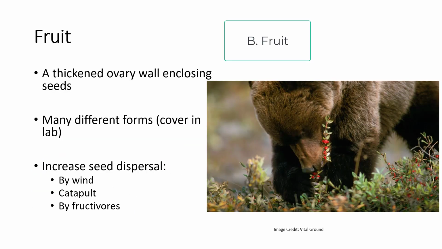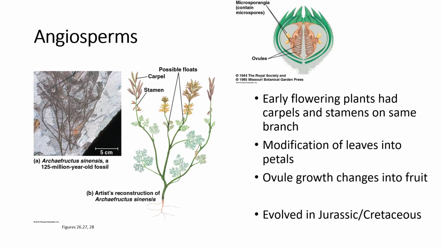A fruit is a thickened ovary wall that will enclose the seeds. There are many different forms of fruit, and we're going to look at some of these in lab. They can increase the seed dispersal. Some of these fruits are able to take the wind and be blown great distances, thus moving the seeds. Coconuts are able to ride the waves. Some plants just catapult their seeds farther away with fruit that will actually dry out and explode. And of course, you have frugivores, animals that are capable of eating fruit, and, well, does a bear poop in the woods? If it does, it's probably dispersing seeds.